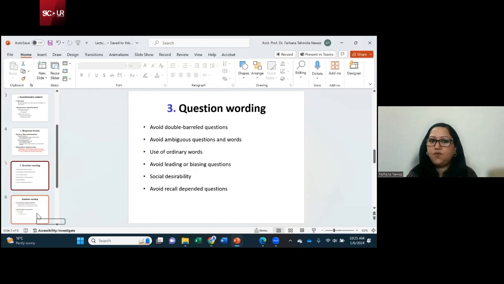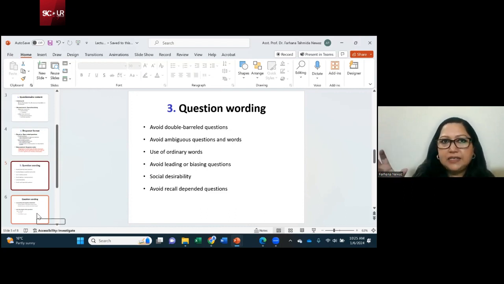Then go for avoiding the use of ambiguous questions and words. Means don't go for asking the question or the words which will not be clear to the respondents. For example, if you ask the respondent, to what extent you think you are happy? Means this is very general. You need to be very specific. The respondent can think, from which aspect? Is it from my personal life aspect or from my work life aspect, right? So better you just go for clarifying it.